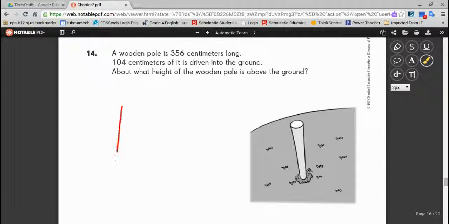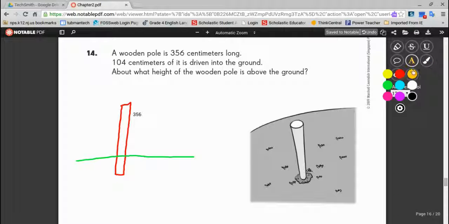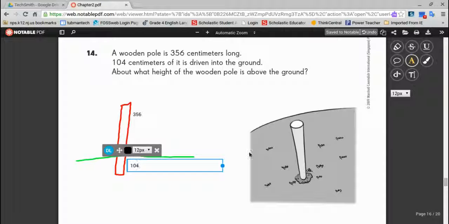So I'm going to draw a simple wooden pole. I'm going to label that wooden pole 356. Okay, so 104 centimeters of it is driven into the ground. So that means 104 centimeters is under the ground. So this part right here, which is underground, is 104.